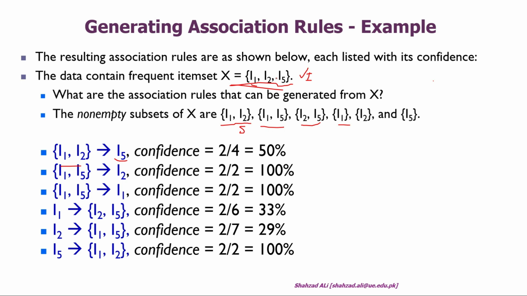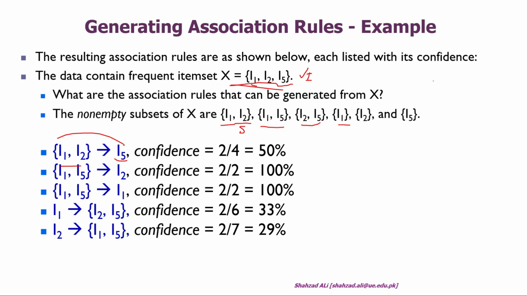So how can we calculate this confidence? We have to go back into the database, and you can verify these calculations from the transactional database. The support count of all these three items is 2. That means I1, I2 and I5, all three items, occur together in the database only 2 times. However, the support count of this part, I1 and I2, is 4. So that's why the confidence for this rule is 50%, and similarly for other rules.